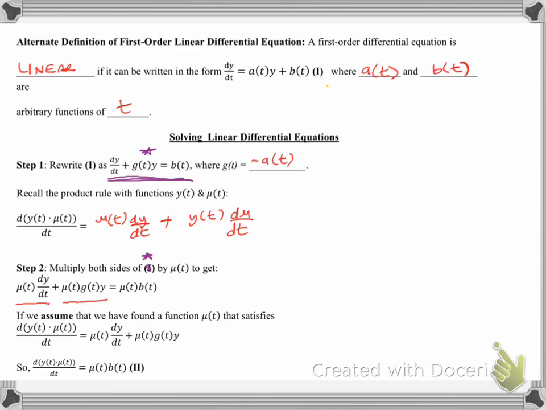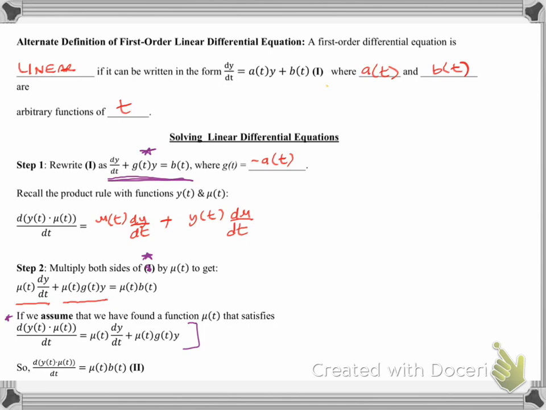And that's going to help us to figure this out. Okay, so we're actually assuming, so now we're on this line here. If we assume that, let's say we found this mu of t function, right? So let's say we found this mu of t that satisfies this expression here, that the derivative of y of t times mu of t over dt equals mu of t dy dt plus mu of t times g of t y. So again, this is something we're assuming. This isn't necessarily something that flows from what we just did. This is something we're assuming.